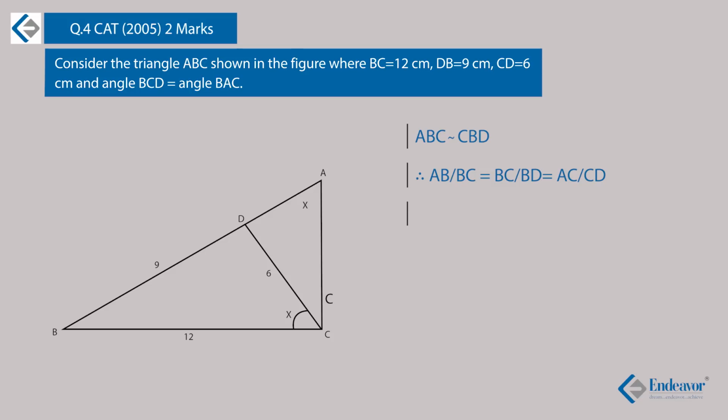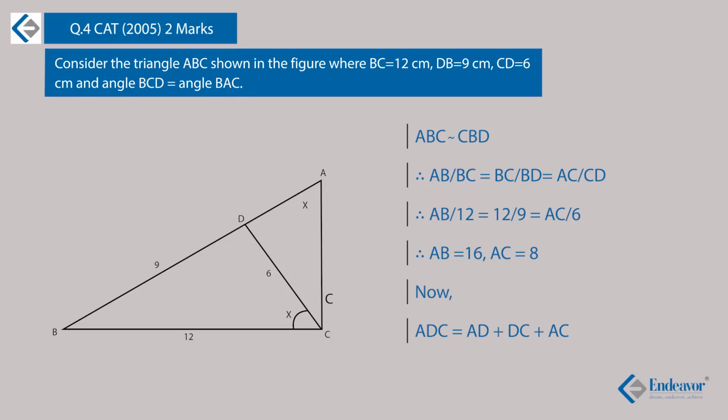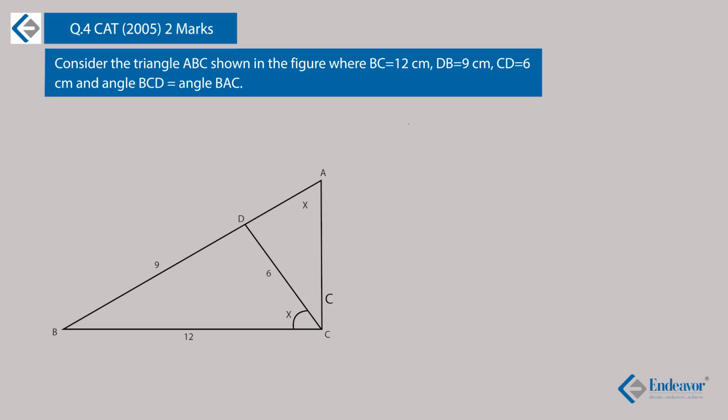Now, the moment I have proved them similar, I know that AB is to BC and BC is to BD and AC is to CD will be all equal. What do I all know? I know that BC is 12, I know BD is 9, and I know CD is 6. With this, I can clearly find out that AB is 16 and AC is 8. The moment I find this, I can find the perimeter of triangle ADC, because AD can be found out by AB minus BD, which is 16 minus 9, and that is 7. Similarly, DC is given to me as 6 and AC I have found out as 8.